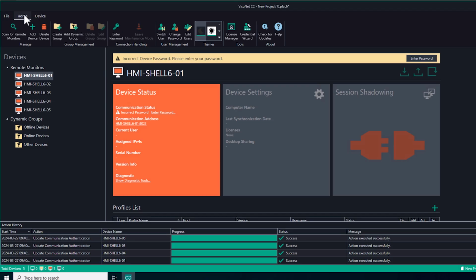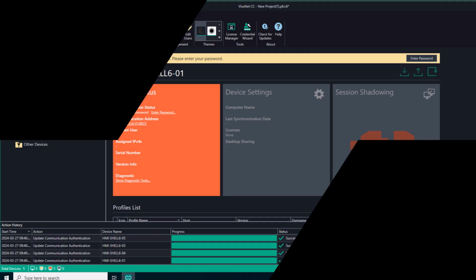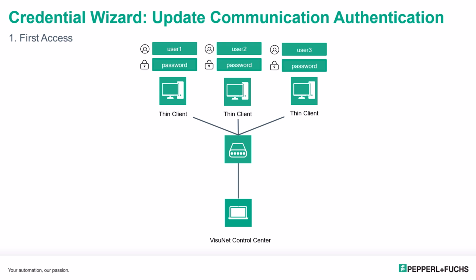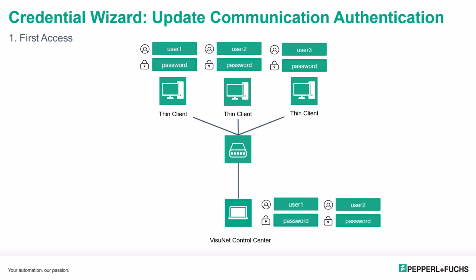In VisuNet Control Center, your thin client devices are not authenticated with the correct password. You can fix this by using the Credential Wizard. For VisuNet Control Center to access the thin clients, it needs to know the credentials of the local administrative accounts. Here are two scenarios where the communication must first be authenticated. This happens, for example, when Control Center is used to access the devices for the first time. Then the thin client's credentials must first be saved in Control Center to establish a connection.